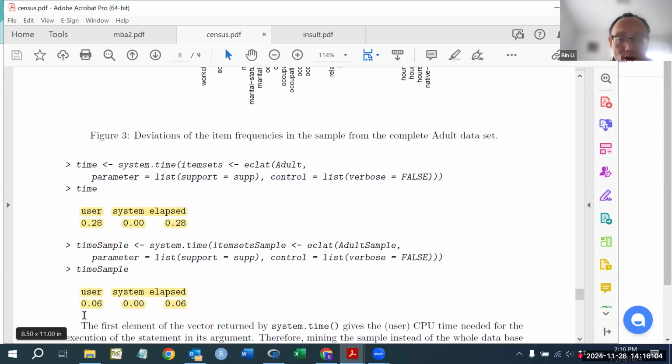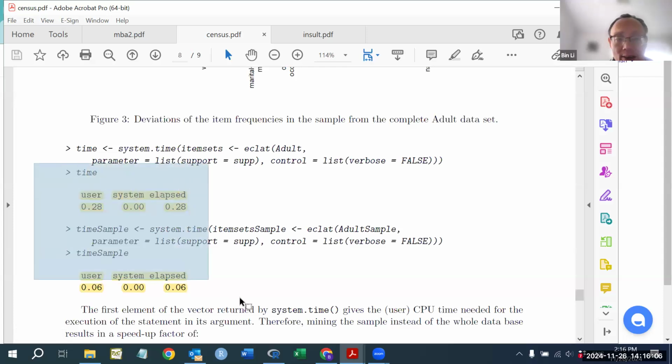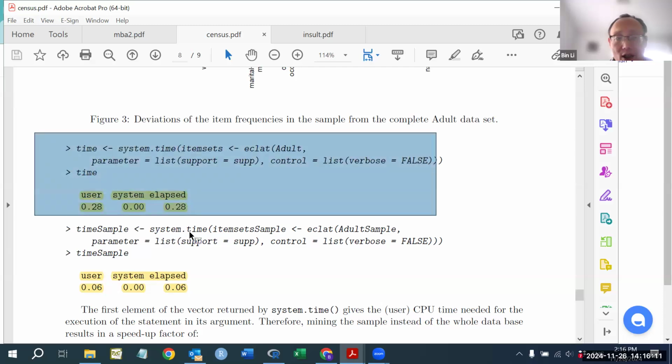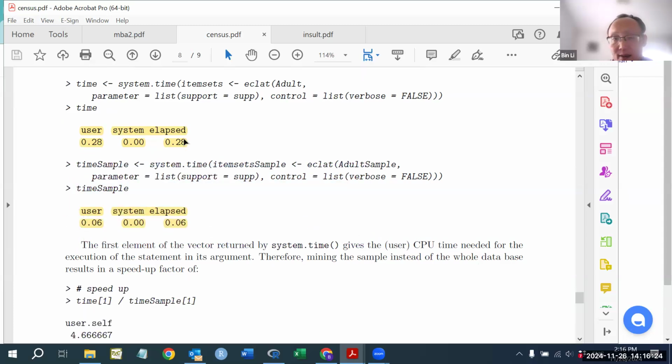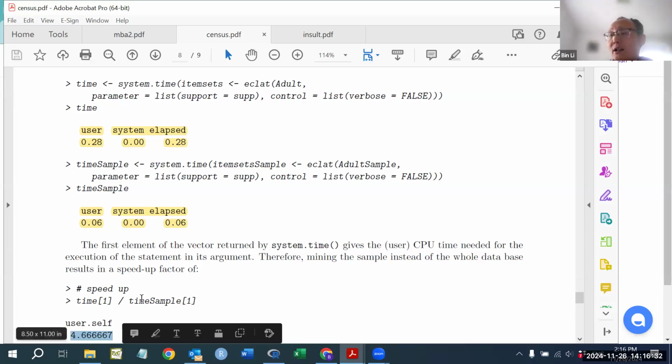And this shows the computing times. Using the full data set, on my machine, it takes 0.28 seconds. And if I use the sample, 0.06 seconds. So what is the speedup rate? The speedup rate is 0.28 over 0.06, which is about 5. So the computational efficiency has been improved by a lot, about 5 times.